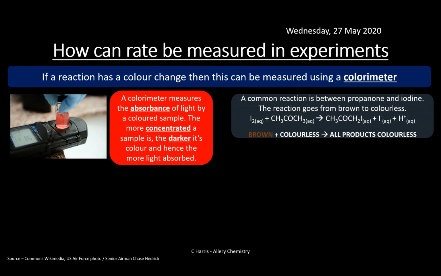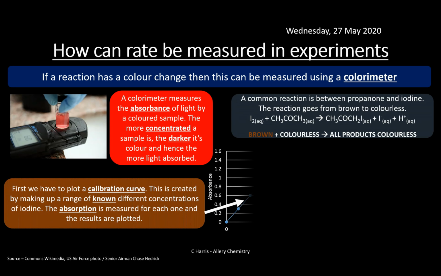So a classic example of this would be using the reaction between propanone and iodine. Now, this reaction goes from a brown colour, which is iodine solution, to a colourless solution, because you form your iodine-based compound here, and iodide and H+. So all of these products are colourless at this point. So we're going from brown to colourless, so we can monitor the reaction as it goes. This is going to get paler as the reaction proceeds. Now, the quicker that gets paler, the faster the rate of reaction.